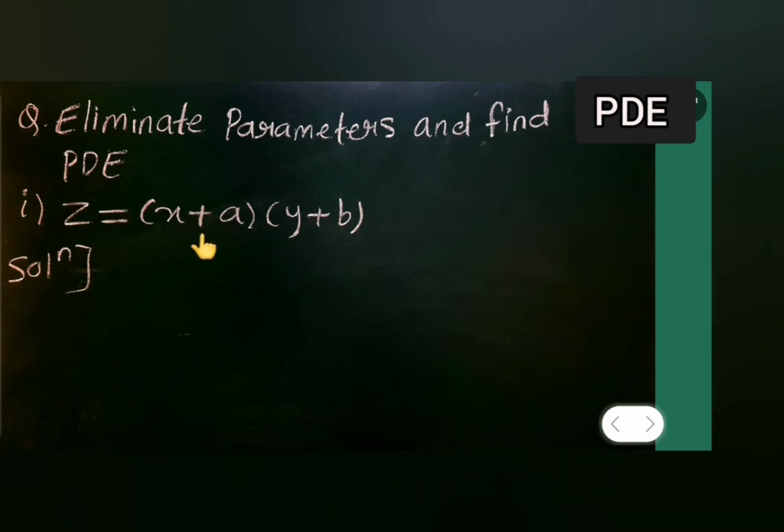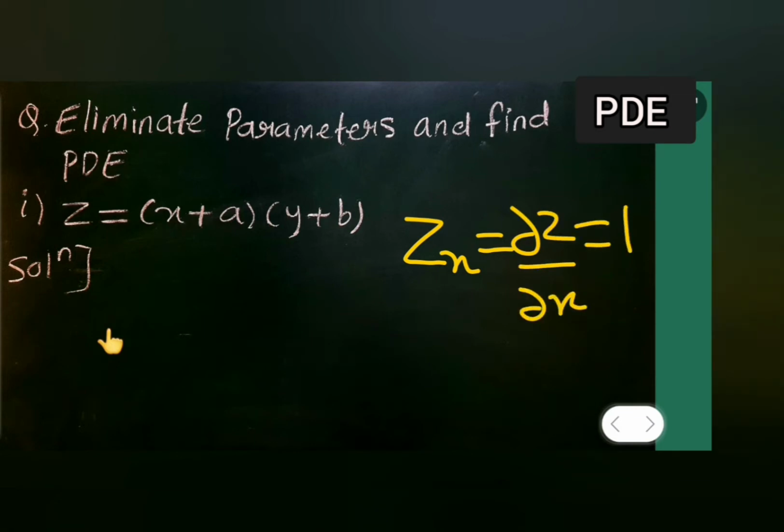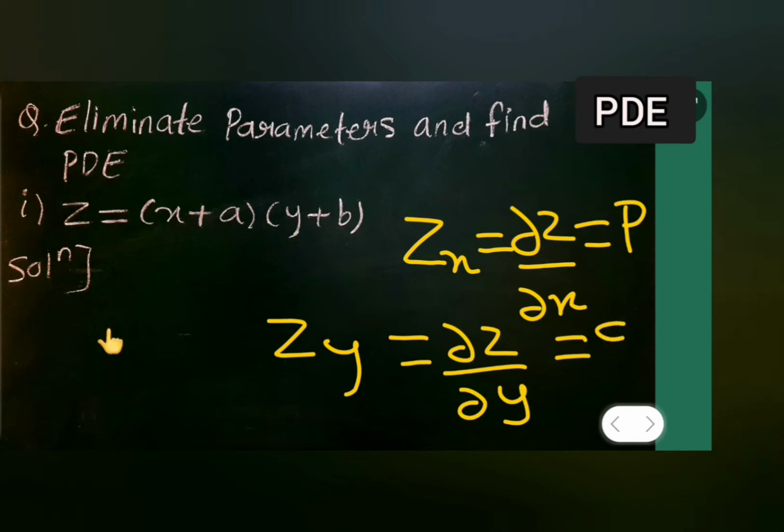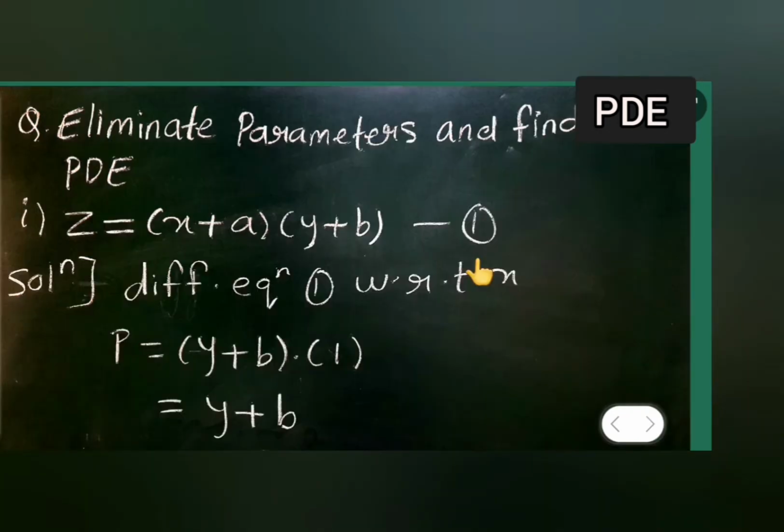First is what? z is equal to (x plus a) into (y plus b). If I differentiate this with respect to x, what am I going to get? ∂z/∂x is nothing but p, right? If I differentiate z with respect to y, I am going to get q, right? So let me solve this. Let me take this as equation 1.